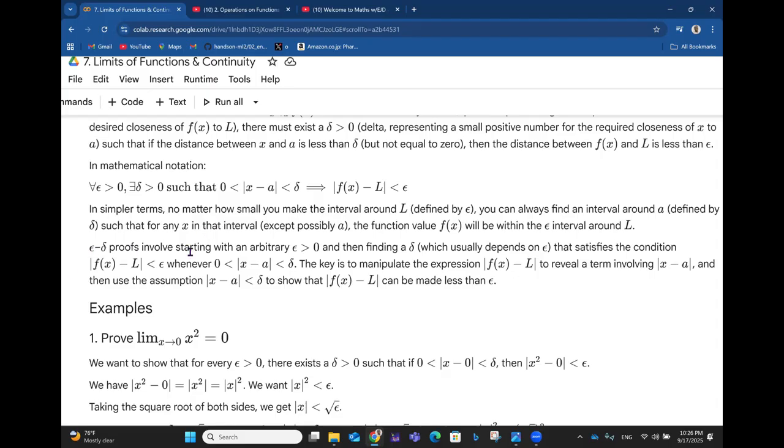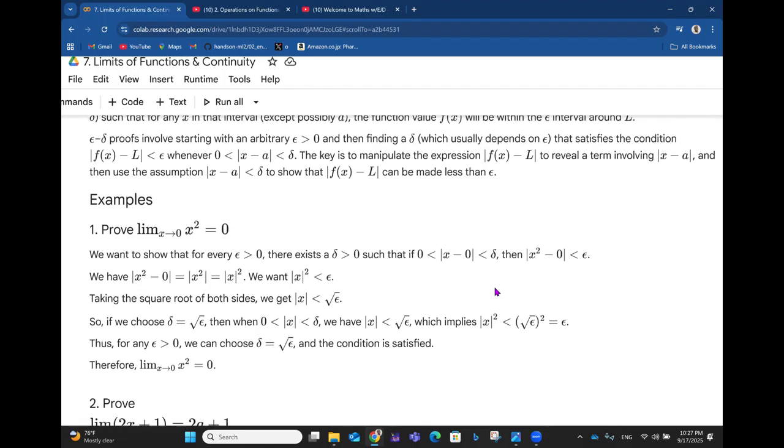So epsilon-delta proofs involve starting with an arbitrary epsilon greater than 0, and then finding a delta, which usually depends on epsilon, that satisfies the condition. So the absolute value of f of x minus L is less than epsilon whenever the absolute value of x minus a lies between 0 and delta. The key is to manipulate the expression f of x minus L to reveal a term involving x minus a, and then use the assumption that the absolute value of x minus a is less than delta to show that the absolute value of f of x minus L can be made less than epsilon.